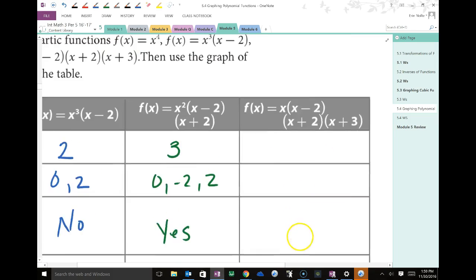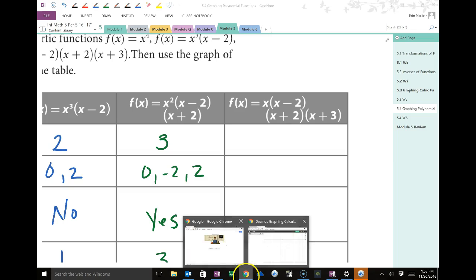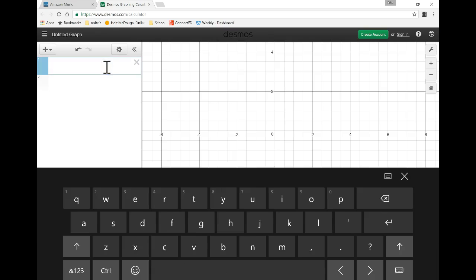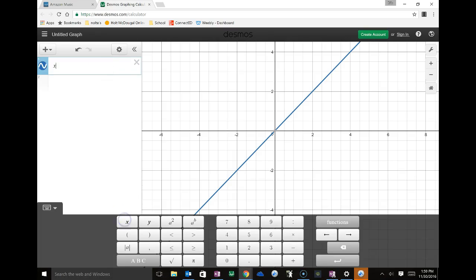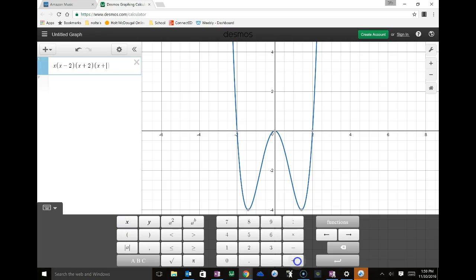Okay, do you see my function up here? X minus 2, x plus 2, x minus 3. How many x's are there? 4. X to the 4th. What does it look like? It looks like a parabola with some funkiness, right? Hold on, let me put this in. X minus 2, x plus 2, and x plus 3. Thank you.